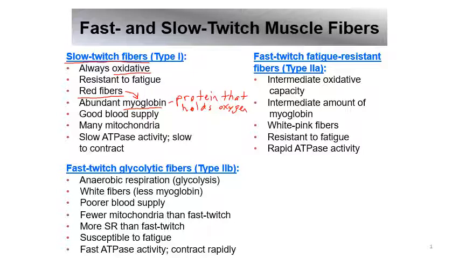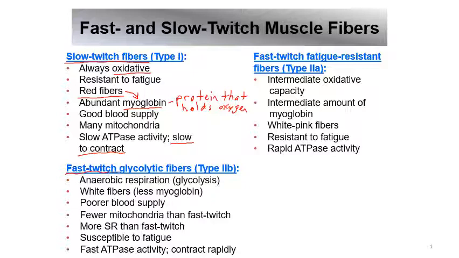And also these fibers have a good blood supply and many mitochondria. One downside to this is that they are slow to contract. Because they have to rely on all those steps of cellular respiration to make ATP, it does take a little bit more time to contract. Okay, then let me go to this bottom one here.